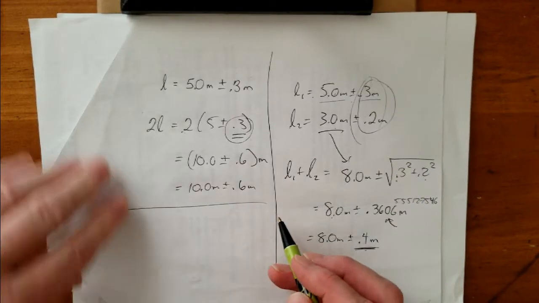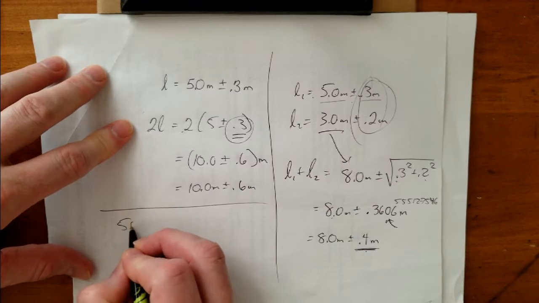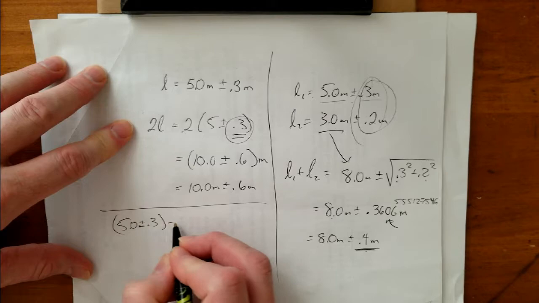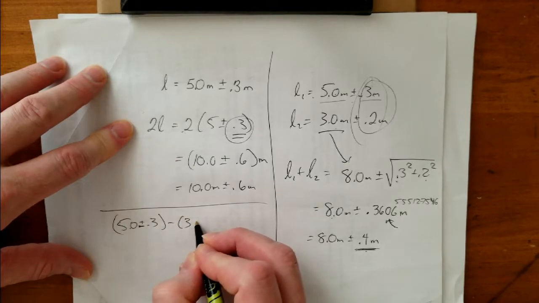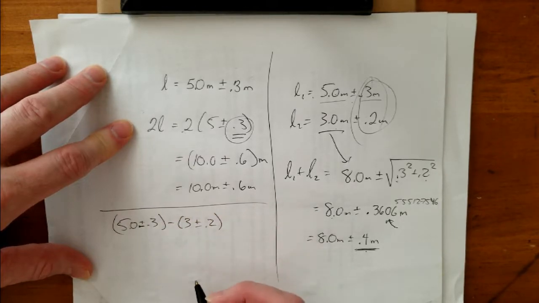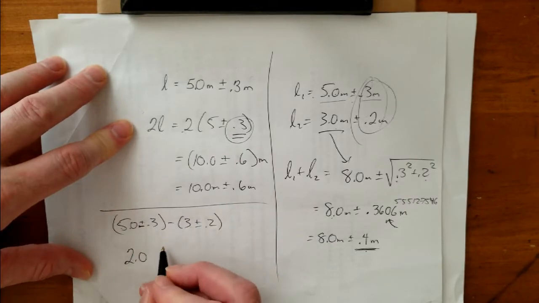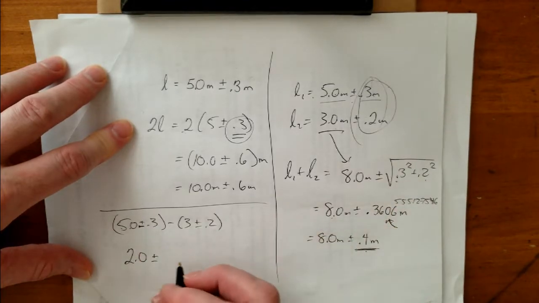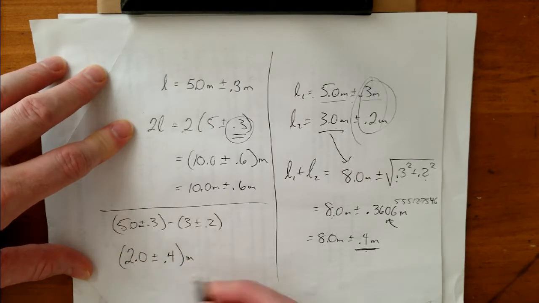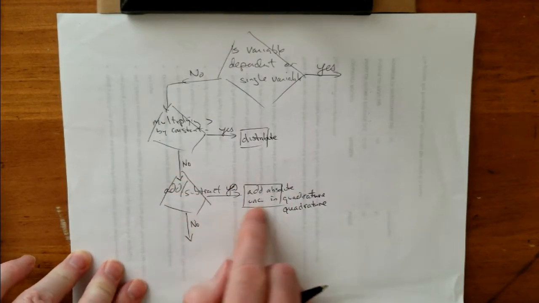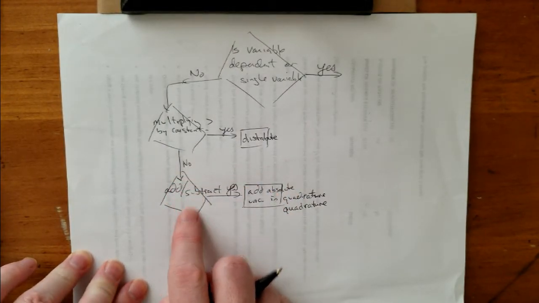If I was trying to find the difference between the two, so I have 5.0, I don't have to write units while I'm doing the math, plus or minus 0.2, minus 3 plus or minus 0.2, then 5 minus 3 is 2.0. Plus or minus, when adding in quadrature, it's the same thing as there, so it's going to be ultimately 0.4 meters. All right, so back over here. Then you double back. And any more addition and subtraction? No. All right, move on.